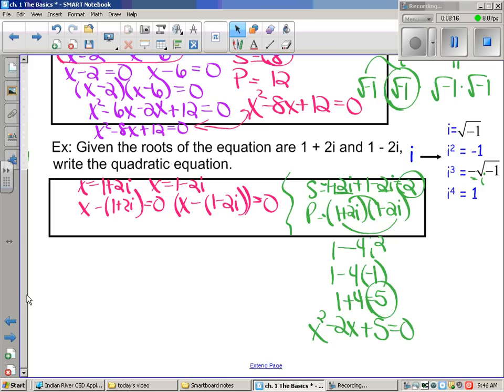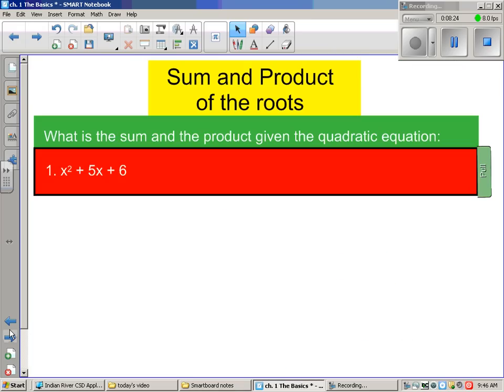I believe if I was to remove those boxes, I'd have the answers underneath there, but this is sufficient. Any questions about this? Great. So now I have an equation. What's the sum and the product given the equation? This is almost like the easy part of things.